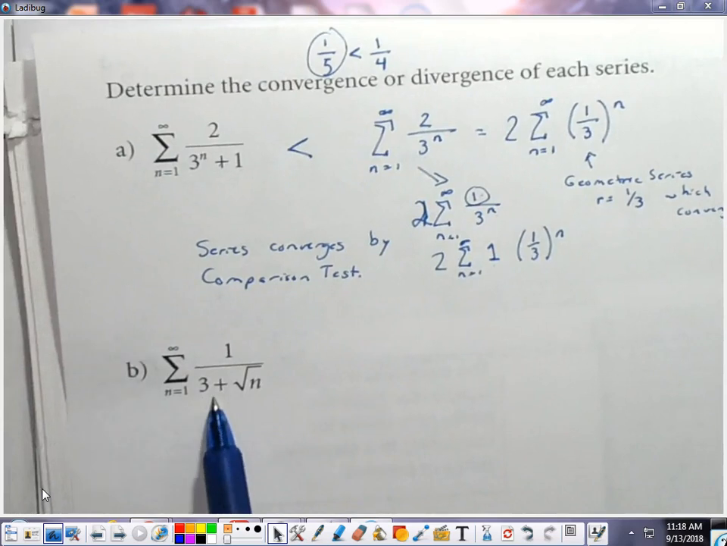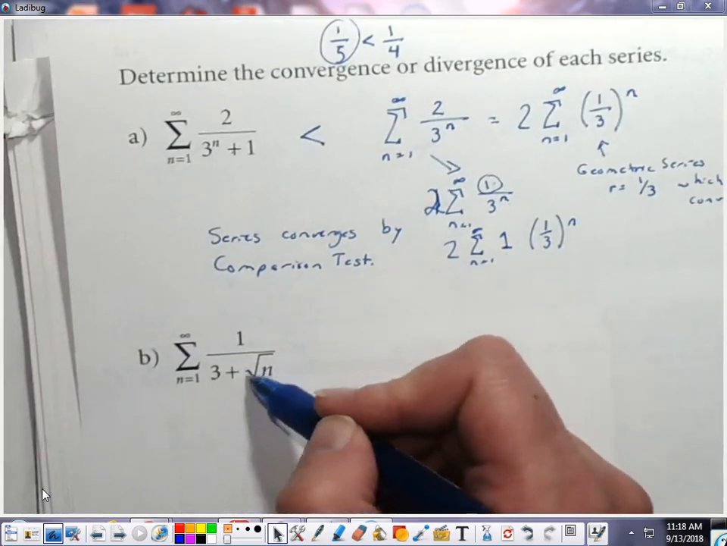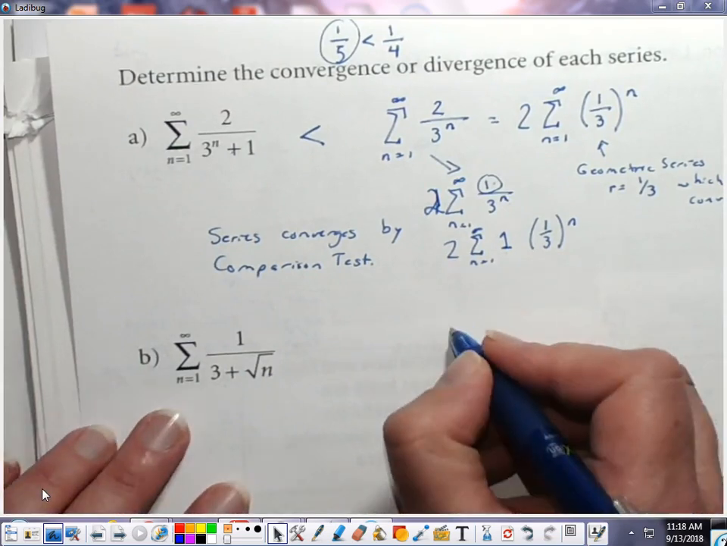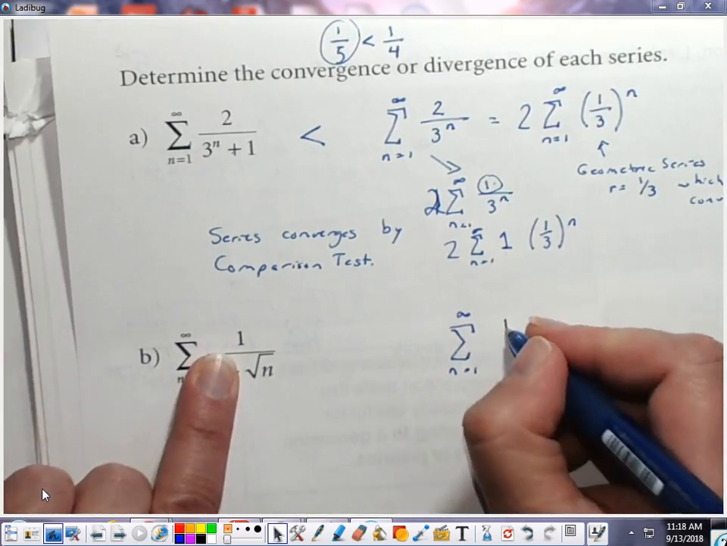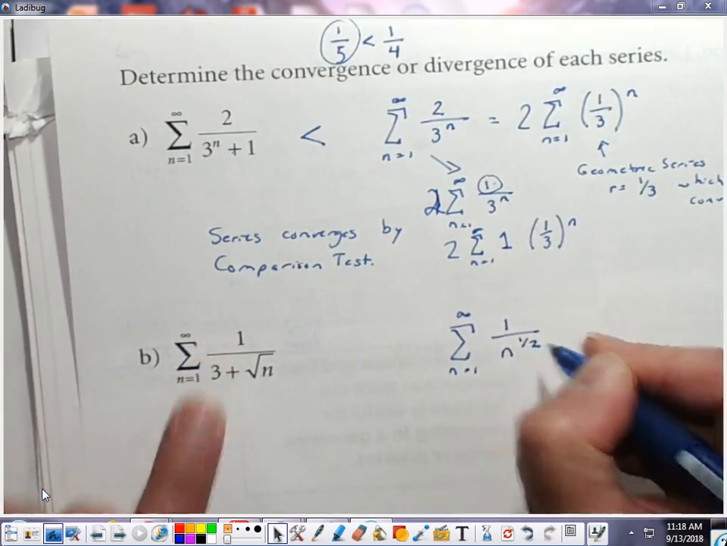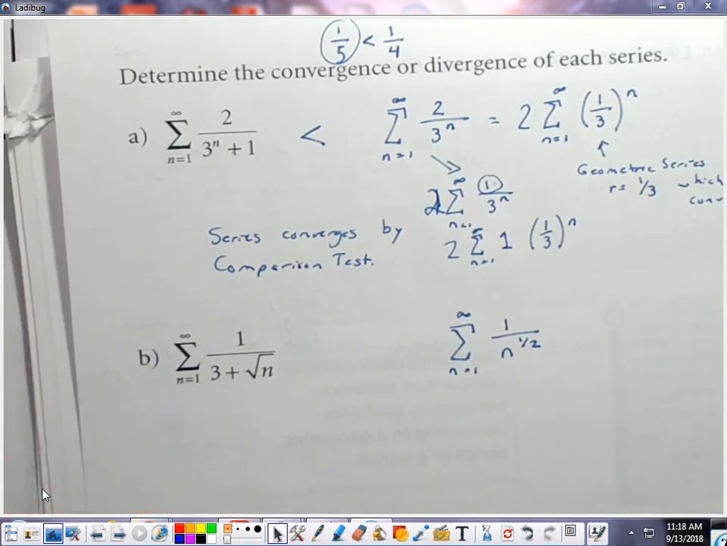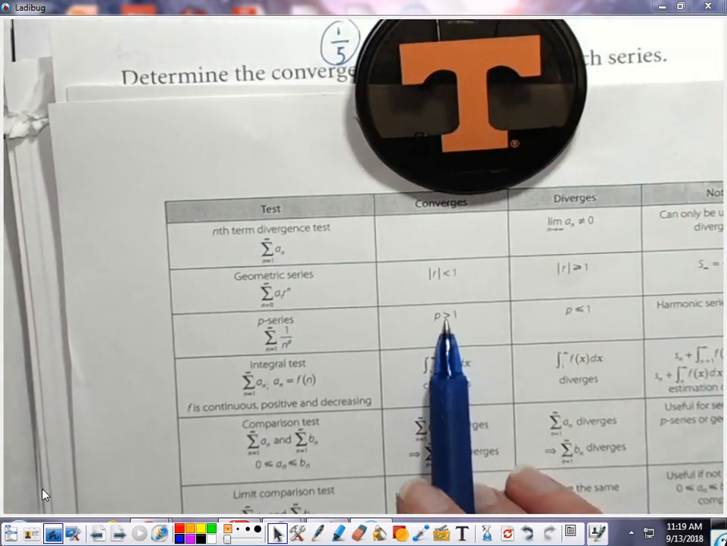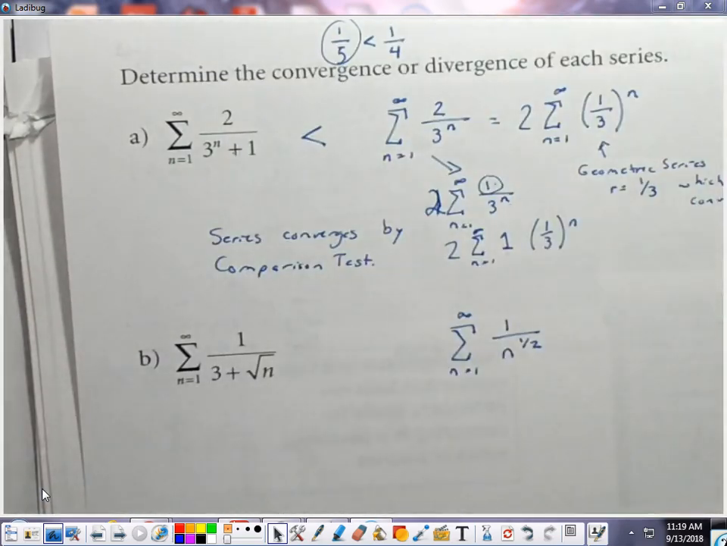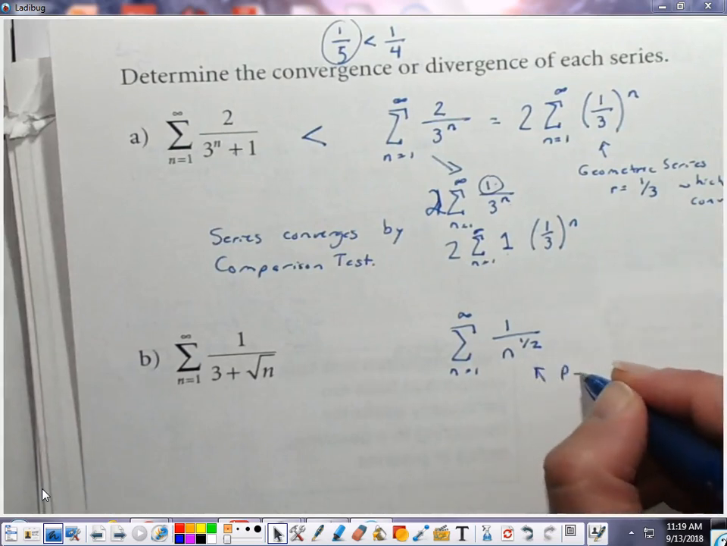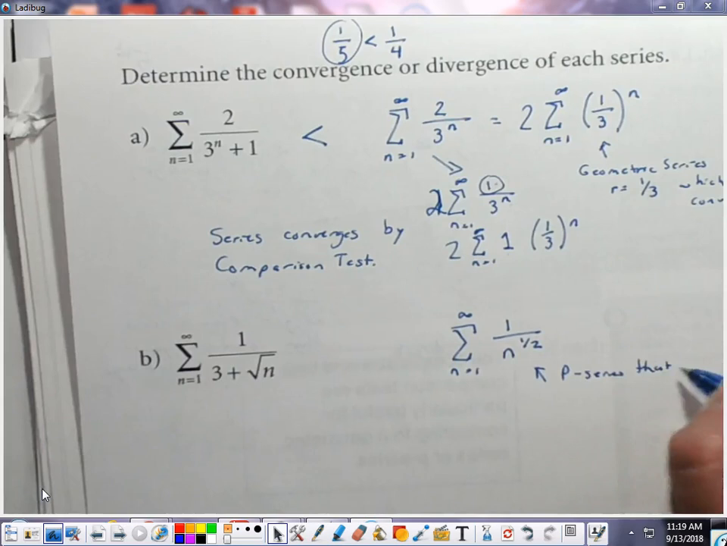Okay, all right, so this guy, when I look for what I'm going to compare to, I'm basically going to get rid of the 3. So what I'm going to compare to is just get rid of this, get it down to the bare basics. That's what it generally looks like for a p-series, 1 over n to the something. So just remind yourself for the p-series, we're at p less than or equal to 1. Okay, so this is a p-series that diverges.